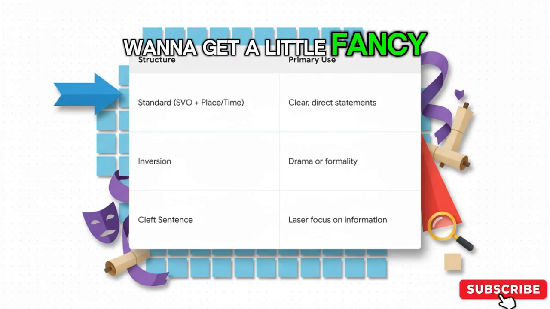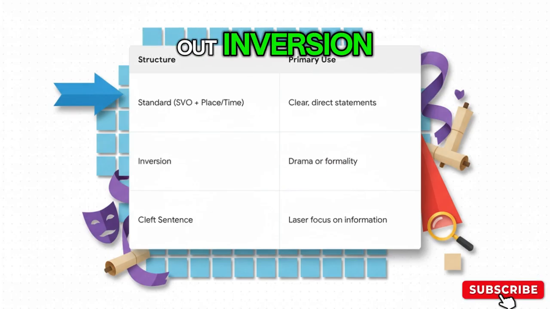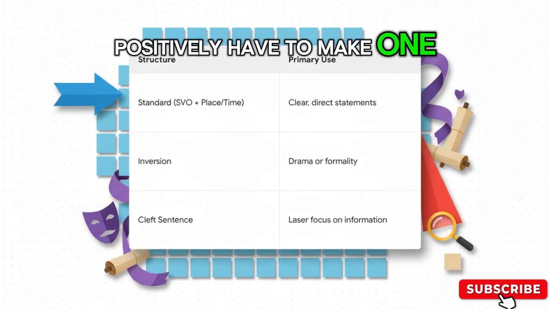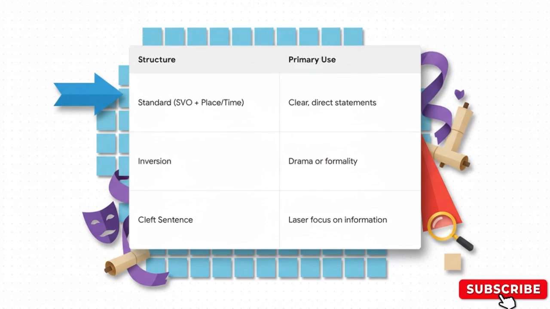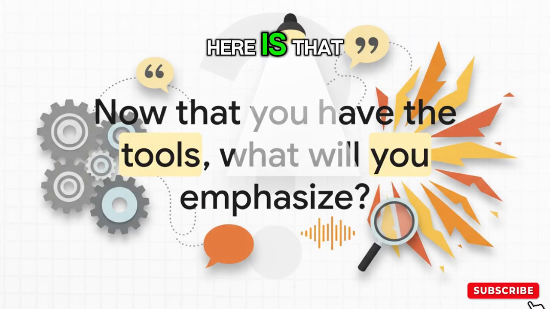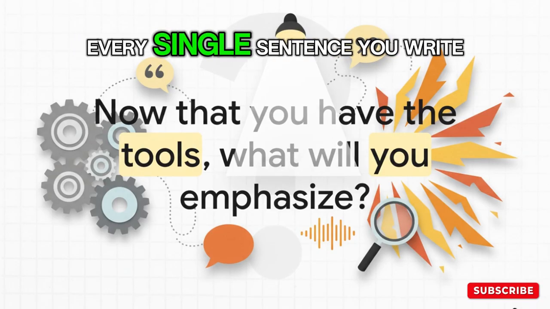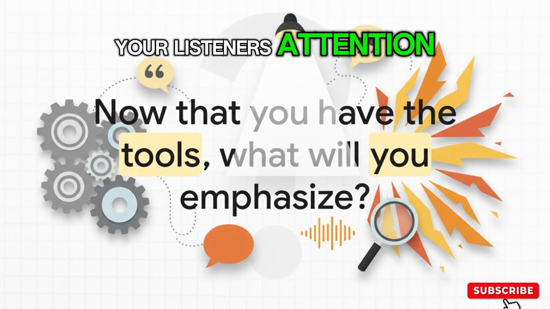But when you want to get a little fancy, add some drama, or sound a bit more formal, that's when you can pull out inversion. And for those times when you absolutely positively have to make one specific thing the star of the show, that's the perfect job for a cleft sentence. So really the big takeaway here is that word order isn't just a boring grammar rule. It's about making choices. Every single sentence you write or speak is a chance to guide your listener's attention.